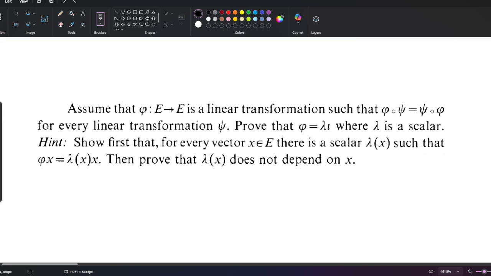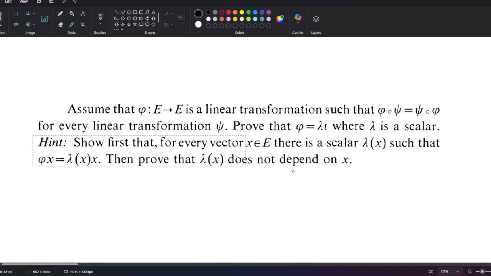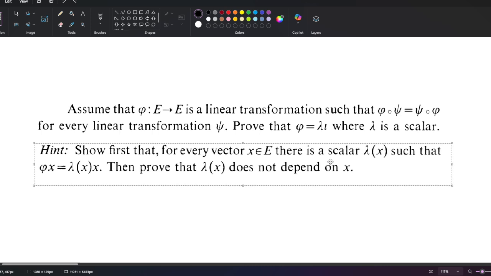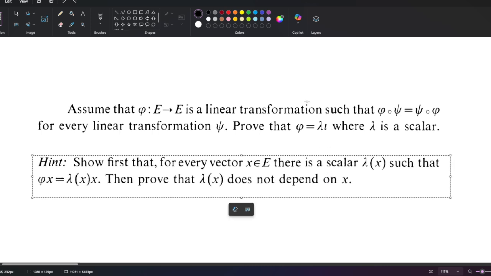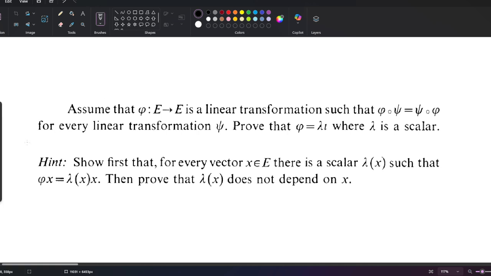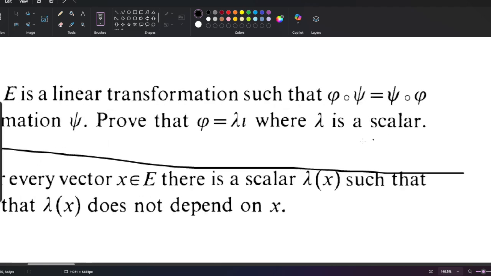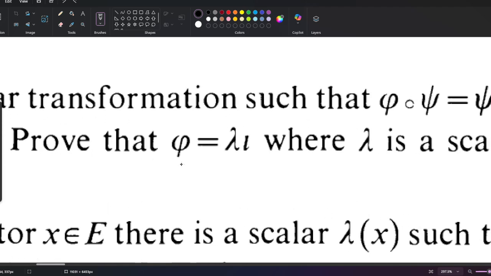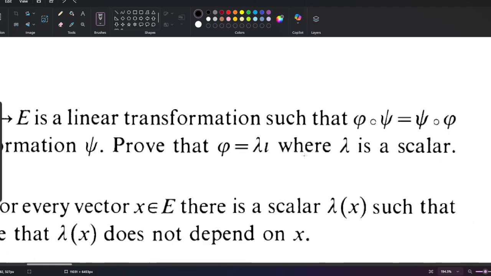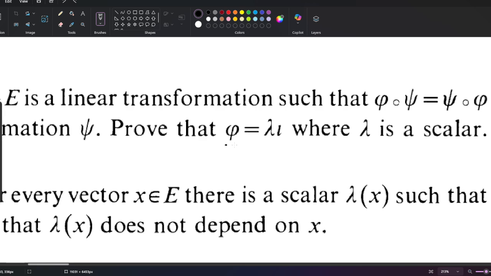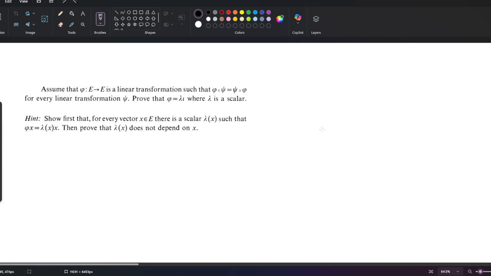Okay, so this hint over here is useless in the unnecessarily complicated way. Okay, assume that phi is a linear transformation in vector space E, such that phi composed with psi is equal to psi composed with phi for every linear transformation psi. Yeah? I have to prove that phi is basically the identity map multiplied by a scalar. Okay.